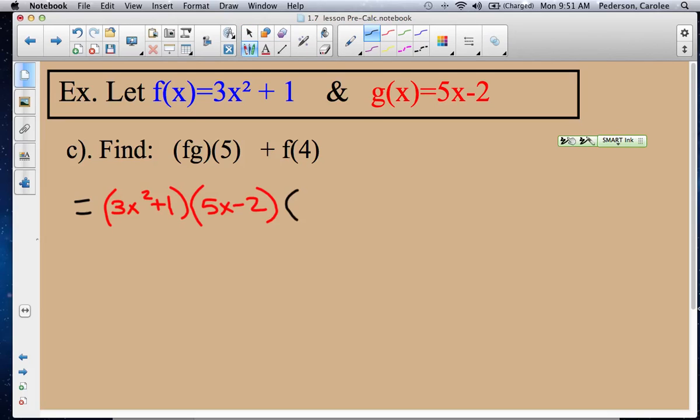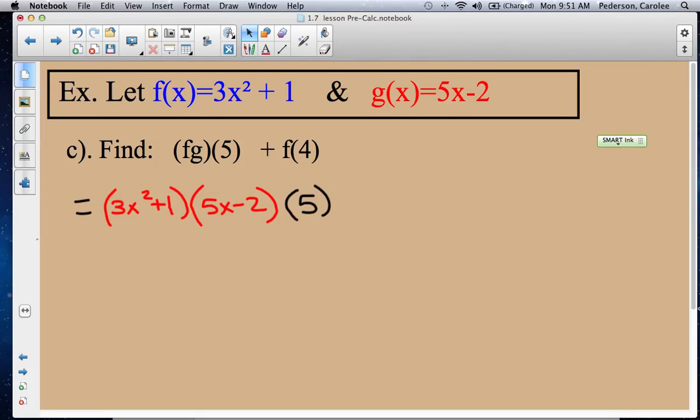We're going to ignore the 5 for right now. So what that red means is take those two functions and multiply them together. And then we will evaluate for 5. The second part says f of 4. What does that mean? F of 4.